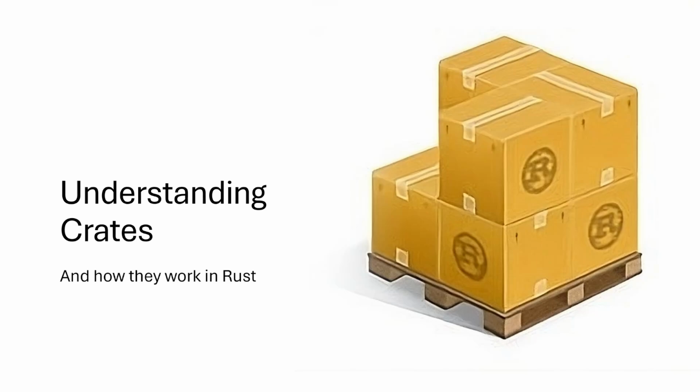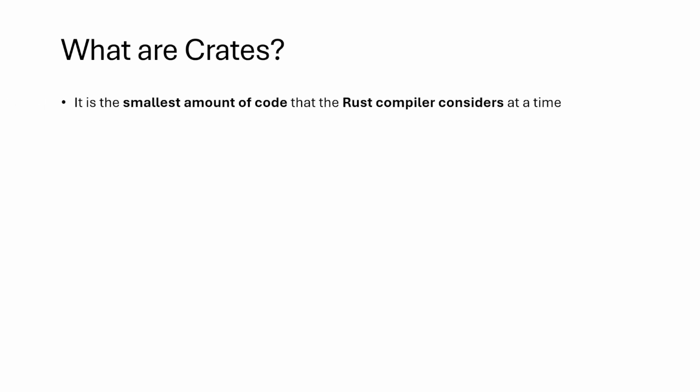So in this video, we're going to talk about crates in Rust. So firstly, what are crates? Well, in short, a crate is essentially the smallest amount of code that you need to write for the Rust compiler to compile it, right?